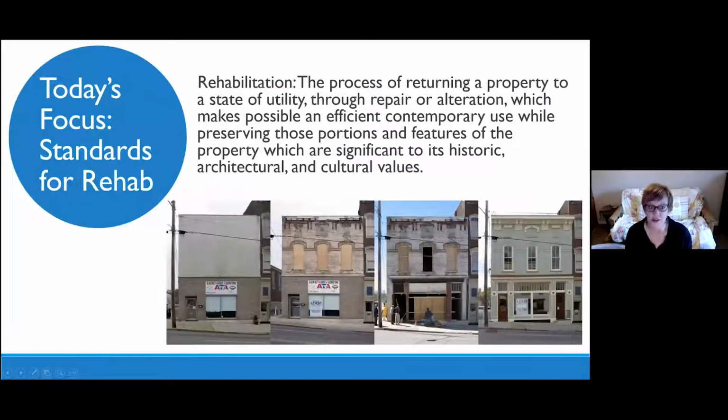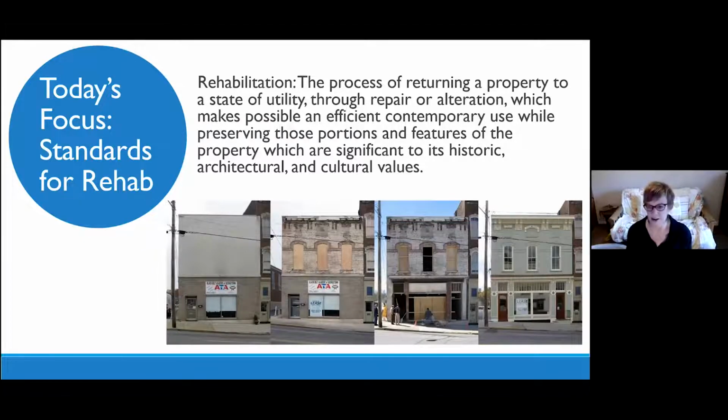So today our focus is on the standards for rehab. So what exactly do we mean when we say rehab? Rehabilitation is the process of returning a property to a state of utility through repair or alteration, which makes possible an efficient contemporary use, while preserving those portions and features of the property which are significant to its historic, architectural, and cultural values. Both parts of that are really key: we want buildings to have a contemporary use.